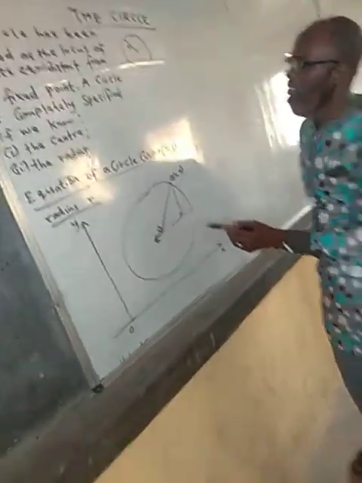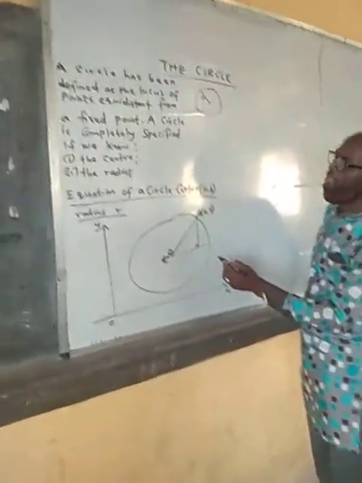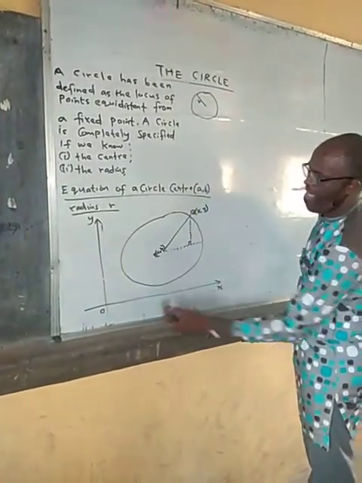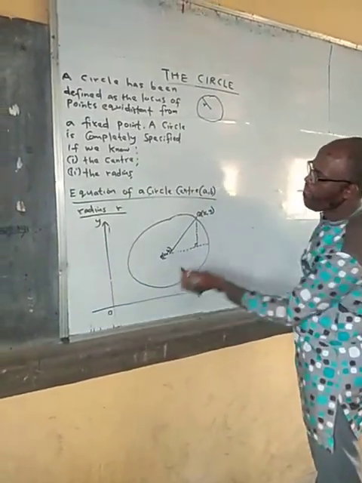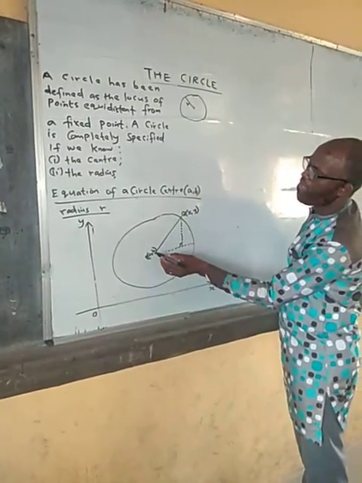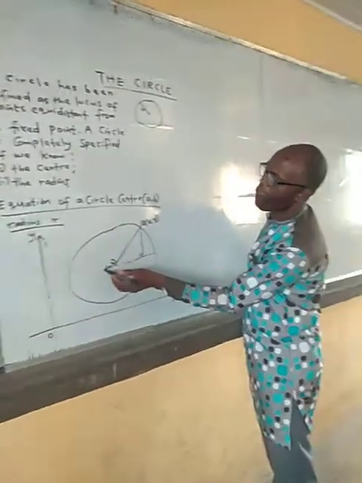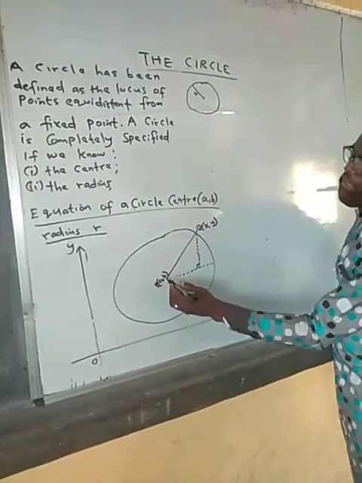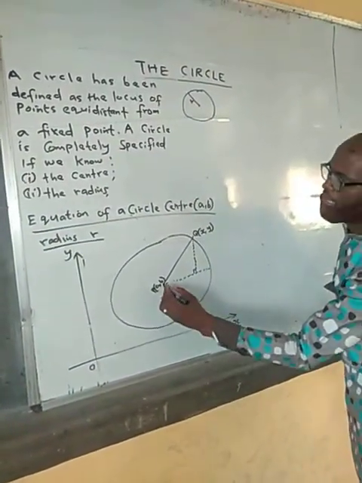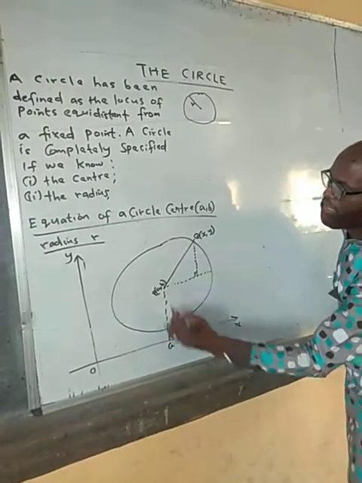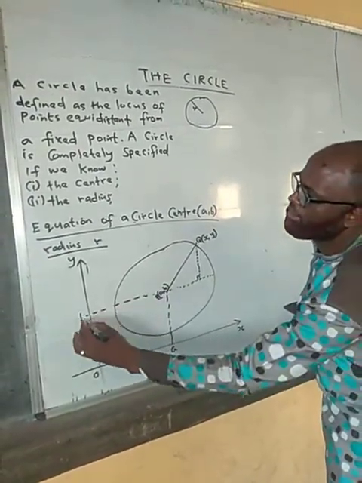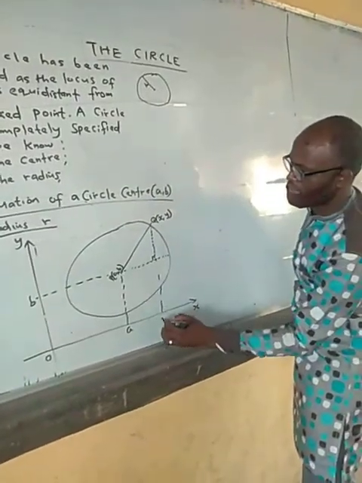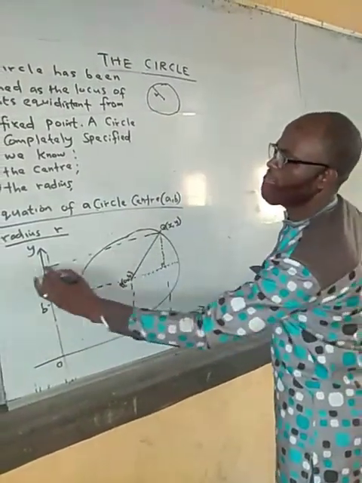Equation of a circle: center A, B, radius R. Now, if this is your Cartesian plane, the y and x axis, this is your origin 0. If this is the center of the circle, I call it point A, B, and I have another point Q, X, Y. The meaning of A, B here is that when x is A, y is B. And at this point, when x is X, y is Y.